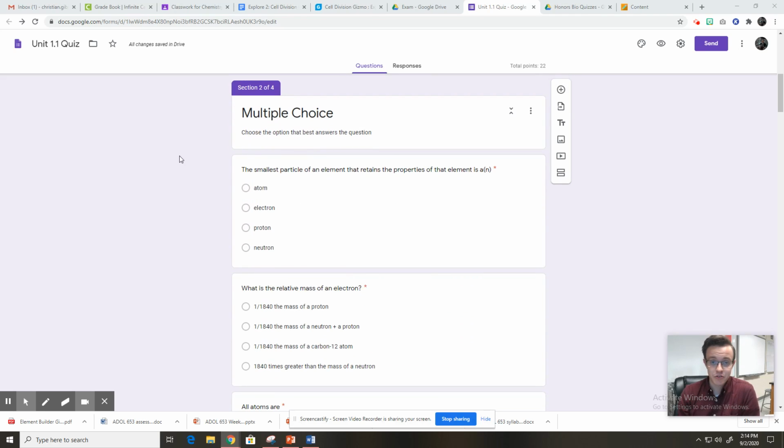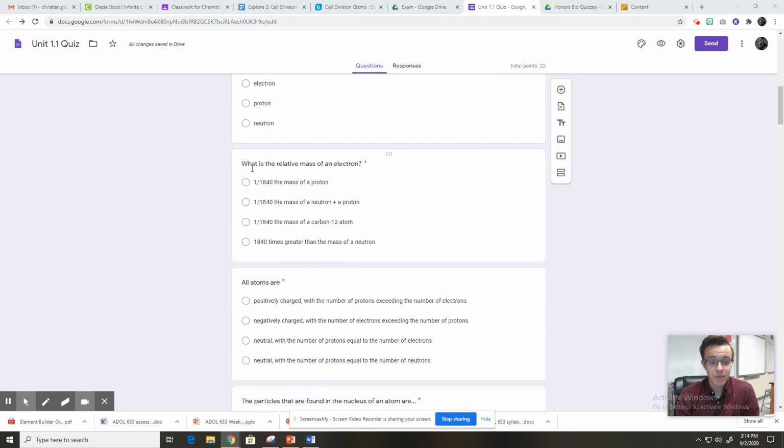Okay, and then we get into the actual quiz questions. These first few are multiple choice. First question says, the smallest particle of an element that retains the properties of that element is a or an what? Your first option is an atom. Your second option is an electron. Your third option is a proton. And your fourth option is a neutron.